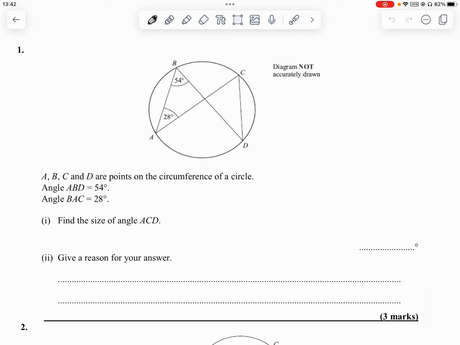The first question, ABCD are points on the circumference of a circle. Angle ABD is 54, BAC is 28. Find angle ACD. We know that ACD and ABD are angles in the same segment, so this also will be equal to 54 degrees. The reason you're going to write is angles in the same segment are equal.